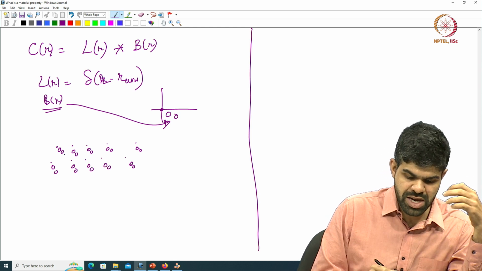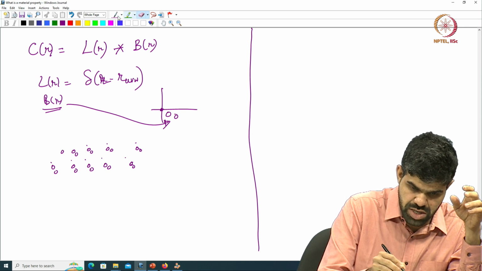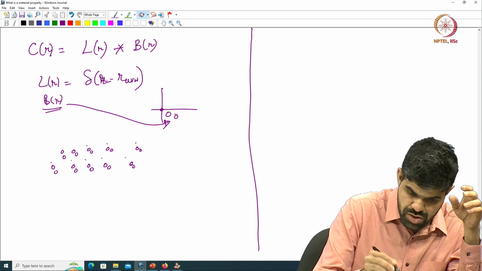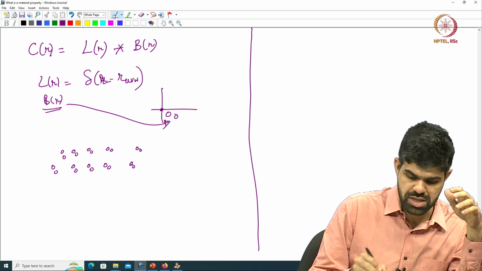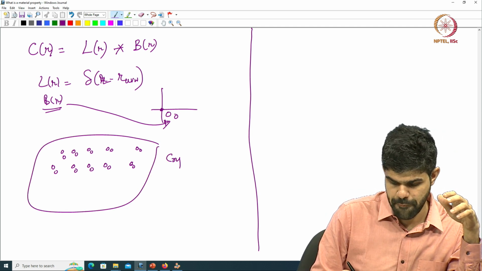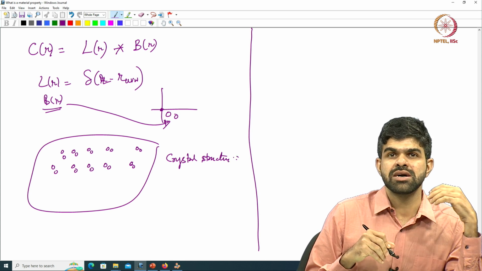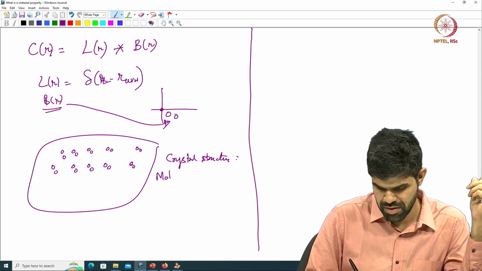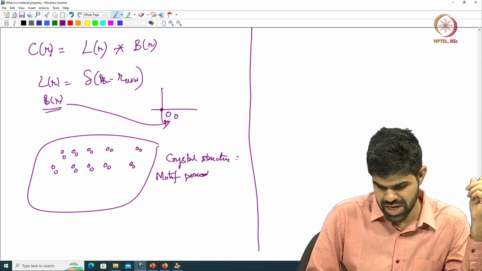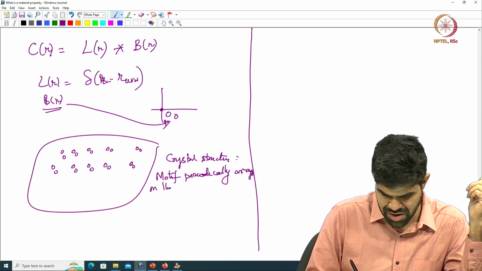Then, when I actually image it, I am not going to look at the lattice points because they are just abstract quantities. What I am going to look at is some sort of a structure like this. So, this is what is called a crystal structure. To put it in words, it is motif periodically arranged on the template of a lattice.